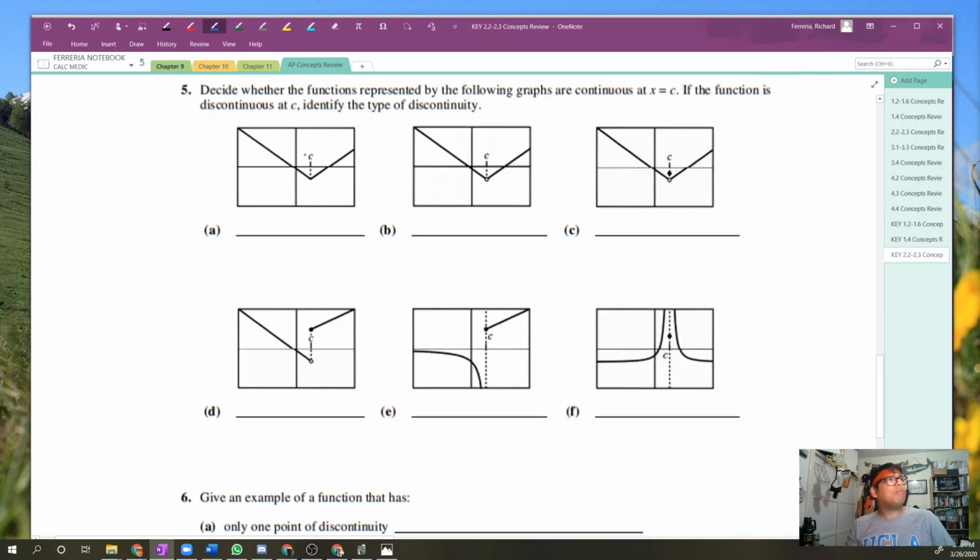How about here? Determine whether the function represented is continuous at x equals c. If it is not continuous, identify the point of discontinuity. So here, can I pass through c without picking up my pencil? Yes, I can. So that means this is continuous. Over here, can I pass through c without picking up my pencil? And the answer is no, because there is a hole here. So this is a hole. Discontinuous.